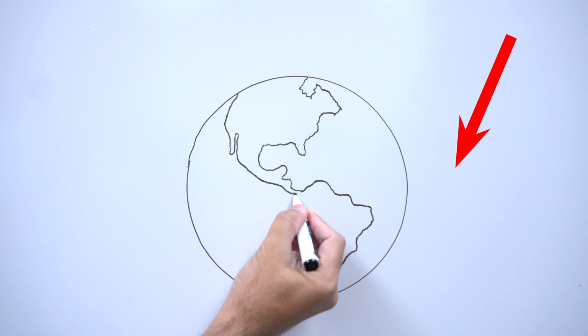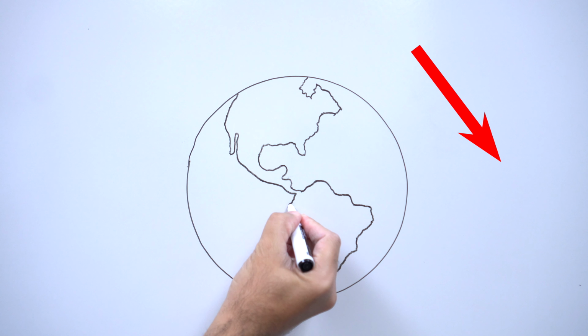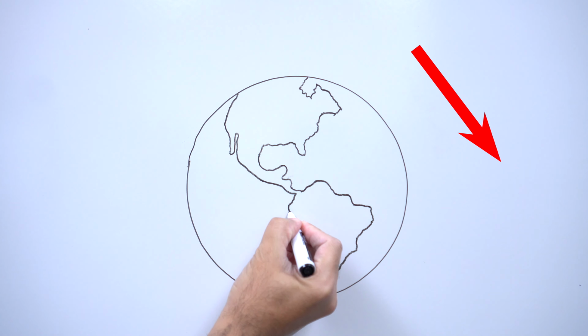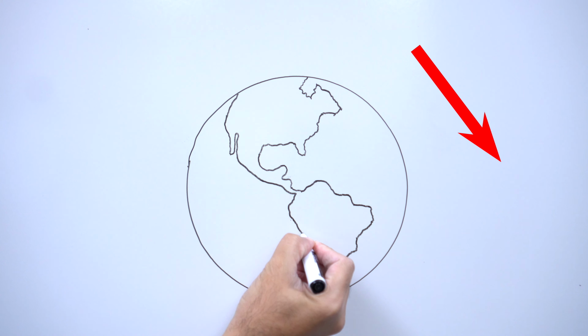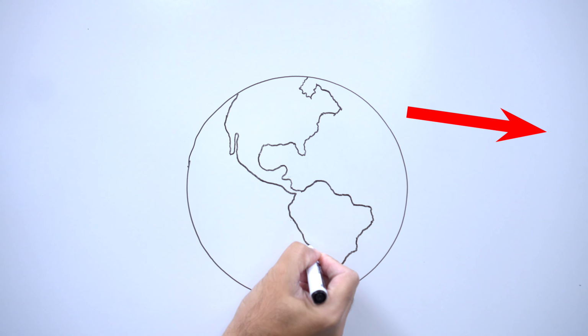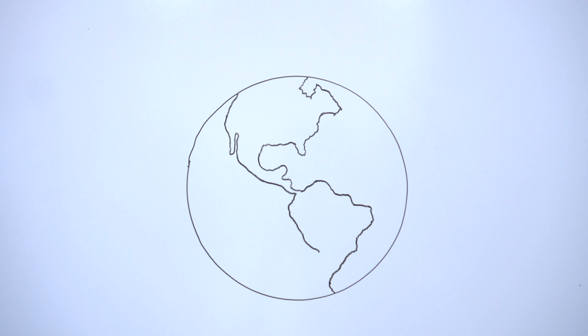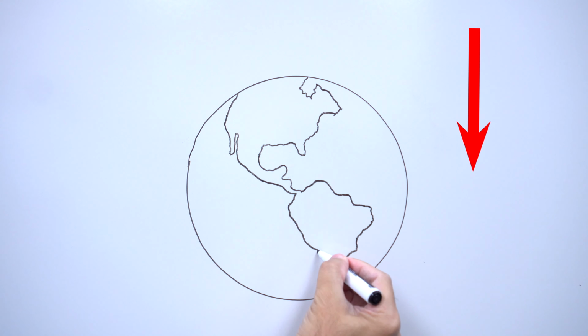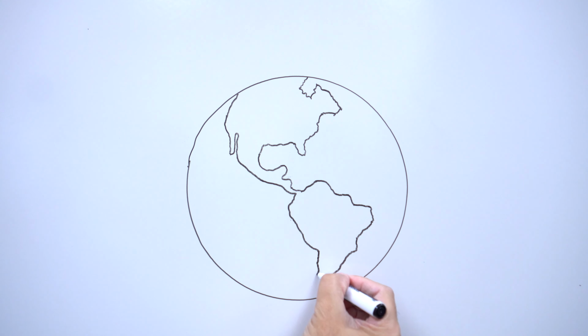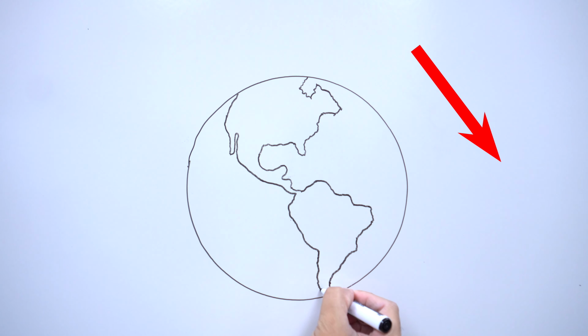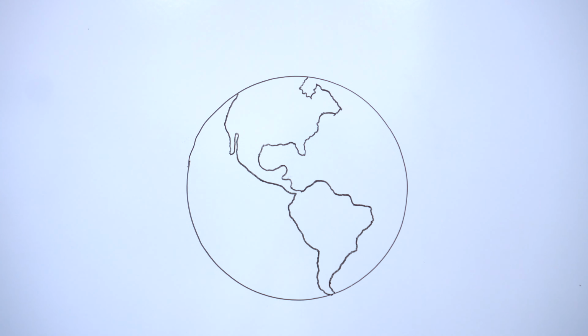Now let's go back up, put our pencil back up where Panama starts. Little tiny horizontal line. And we're almost finished. Vertical line going down. And a little tiny diagonal to finish South America.